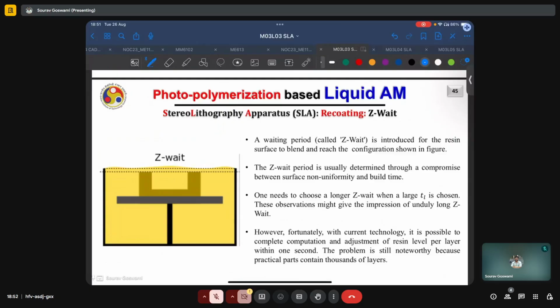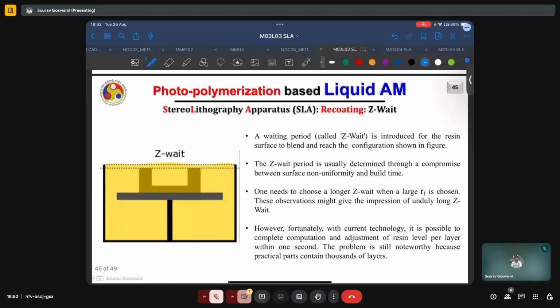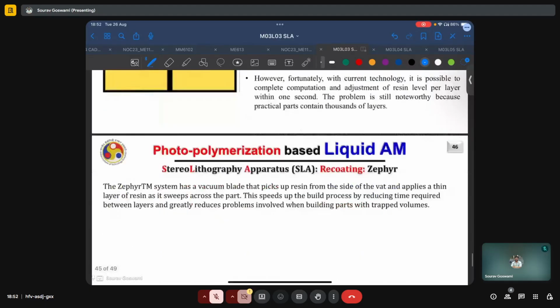However, with current technology, it is possible to complete the computation and adjustment of resin layer per layer within 1 second. However, a practical part built by a process like SLA, which will have layer thicknesses in the order of, say, some tens of microns, will consist of thousands of layers, and thus even a second of wait time will eventually add up to be quite significant.